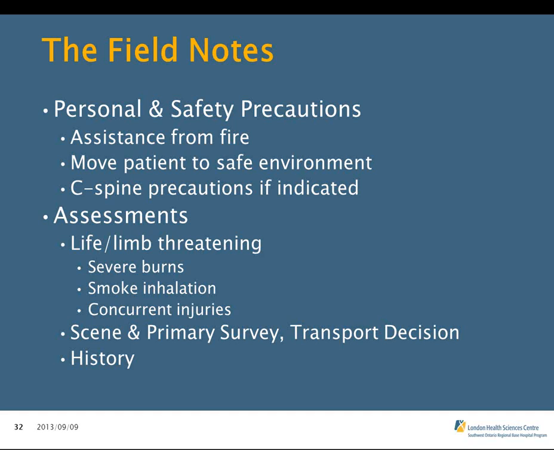If we move on with the field notes, again, personal safety precautions. You need assistance from fire as need be. If the patient is in a dangerous environment, we need to attempt to move them to a safe environment if needed. Again, C-spine precautions may be indicated, so think about those things. We need to assess for any life or limb-threatening situations suggested by severe burns, smoke inhalation, or concurrent injuries. We need a primary survey of the scene, and a transport decision needs to be made, as well as an assessment of history if possible.